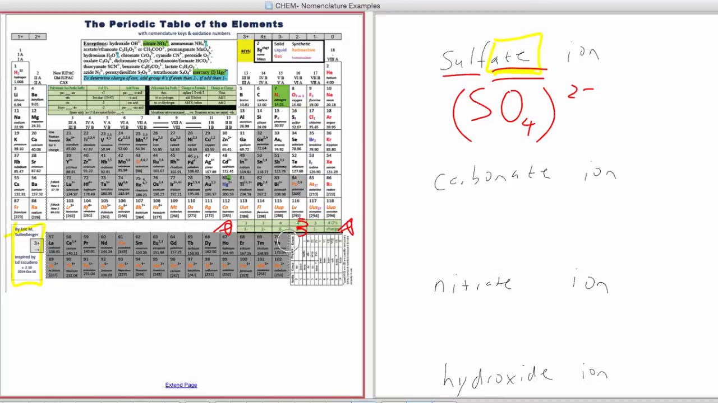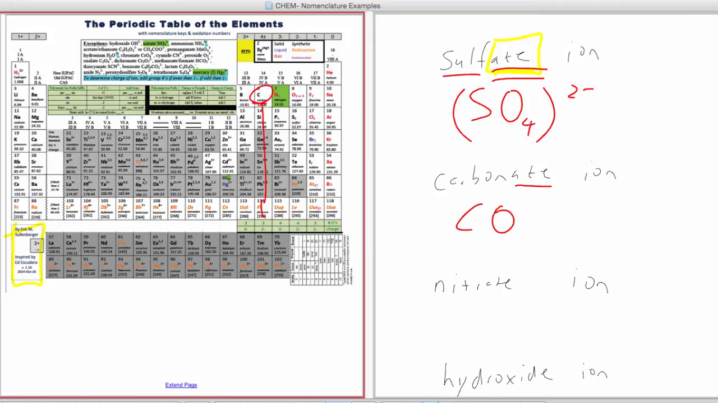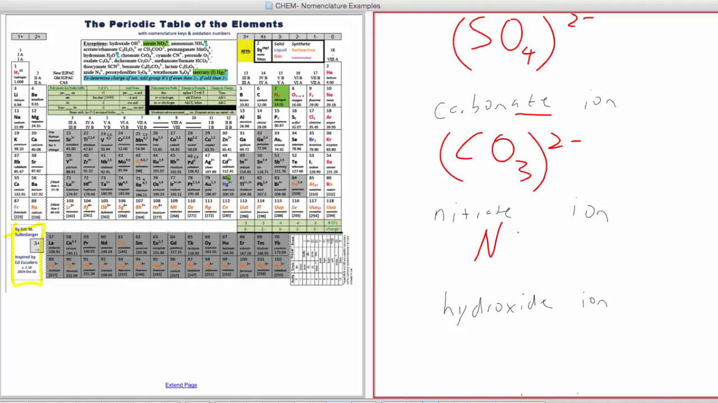Carbonate. Carbonate starts out with carbon, so we start with C. ATE ending, it means it's an oxyanion, so there's oxygens here. Find carbon, come down, 3, 2 minus, underneath carbon there. Nitrate should be an NO4 with a 3 minus charge.